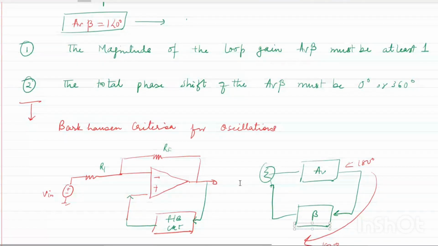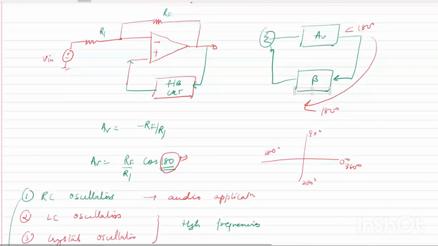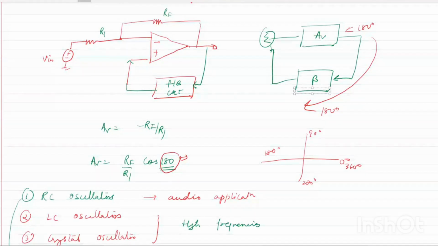Now next, I have shown you here an amplifier, because we have to see the oscillators in terms of op-amp. So in place of the amplifier we have an inverting amplifier and a feedback circuit. I have just connected a network with beta. Now you can see here what AV is. AV is nothing but minus RF upon R1, right?